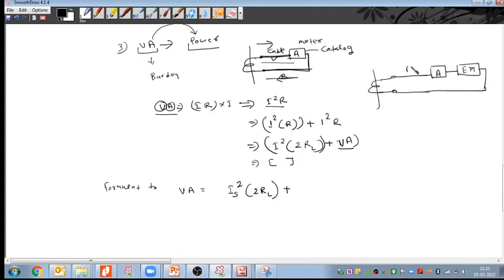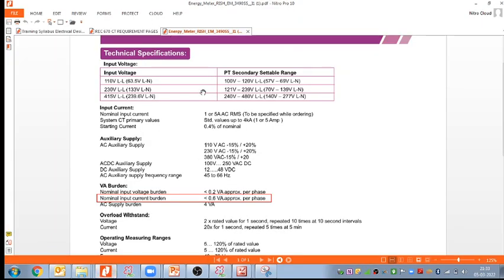So this cable burden, this is called the lead, plus the burden of this ammeter, plus the burden of the energy meter. And the burden of the ammeter and the energy meter we can check from the catalog of the instrument. We can go to the catalog, and from the catalog we can find directly the burden of this instrument, and that we can put here. Suppose we have here the energy meter catalog, this is my energy meter catalog.